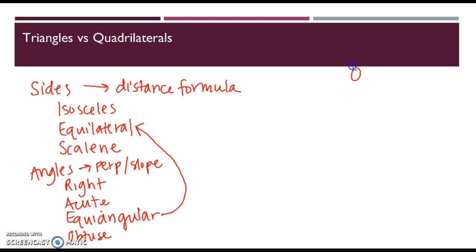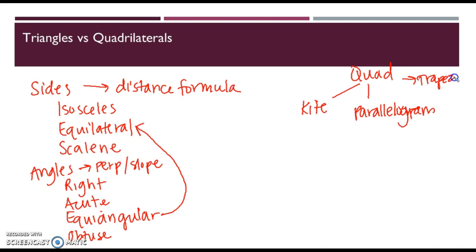For quadrilaterals, we have our big umbrella for quadrilateral, and we have the options of a kite, parallelogram, and a trapezoid. A kite has consecutive congruent sides, so you have two sides that are back to back that are congruent, two sets of those. A trapezoid has one set of parallel sides. And a parallelogram has two sets of parallel sides.